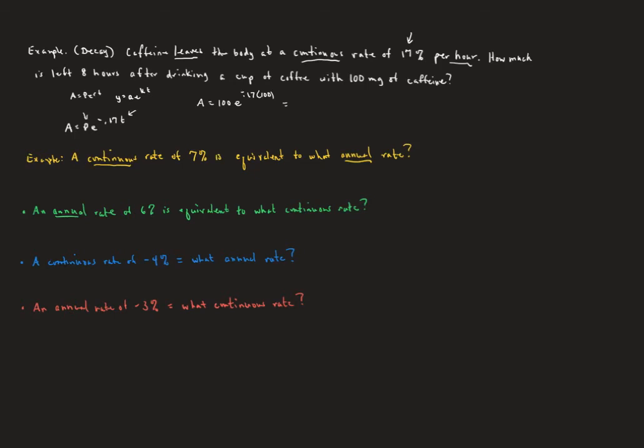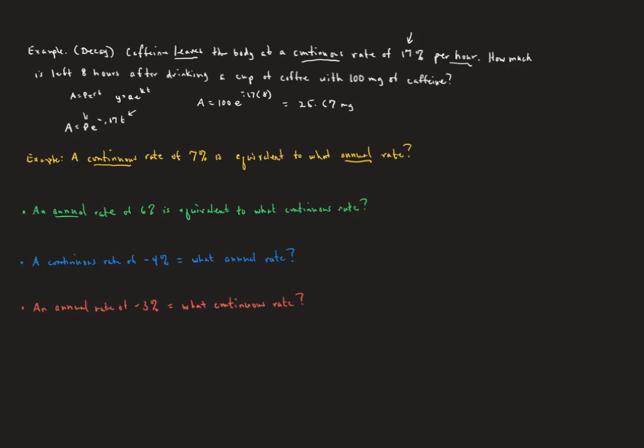And so you can put all of that right into your calculator. And I believe if you do that, oh, I'm sorry, I put the 100 in the wrong one. That wasn't 100 hours. That should have been 8 hours. So let me fix that. So that should be 100 e to the negative 0.17 times 8. And what I got was about 25.67 milligrams of caffeine are left, even after 8 hours. It's kind of interesting, I think.